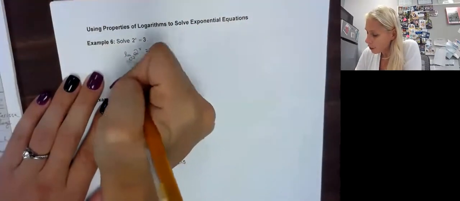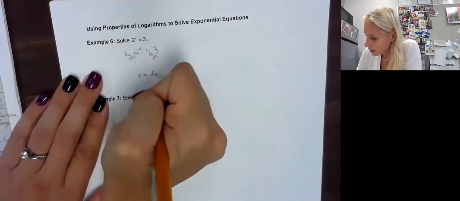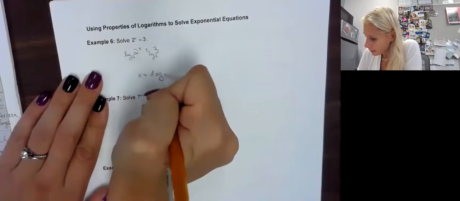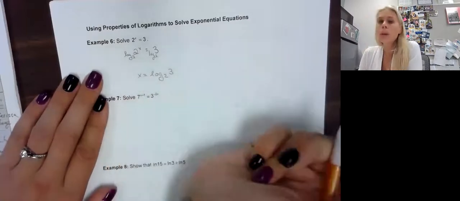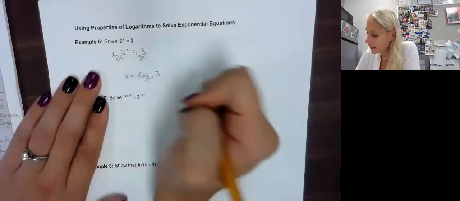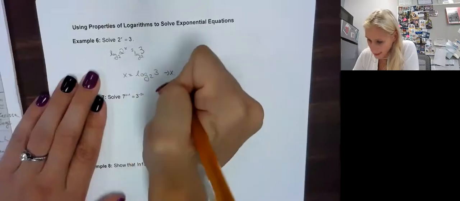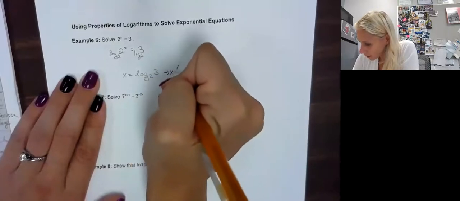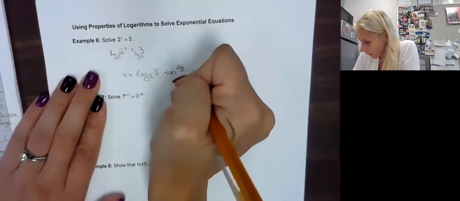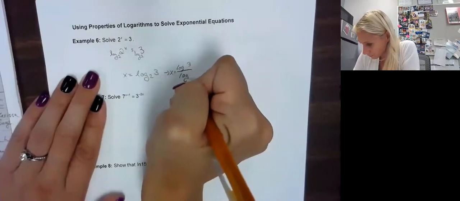Okay, so of course these would cancel and we would get x equals log base 2 of 3, which we know we can't do on a calculator unless we manipulate that and change that into our log base 10. So we would have log of 3 all over log of 2.